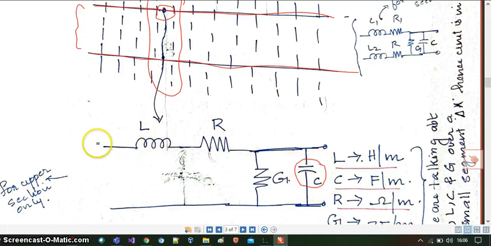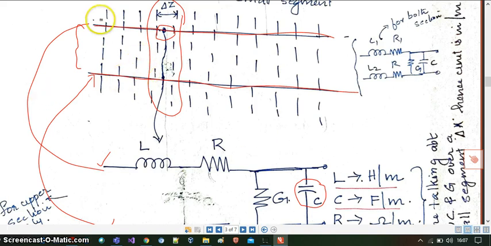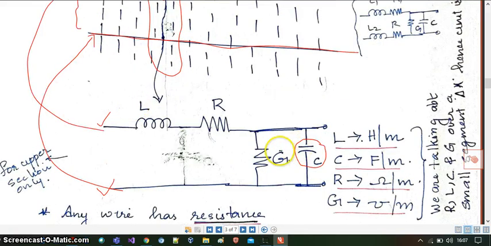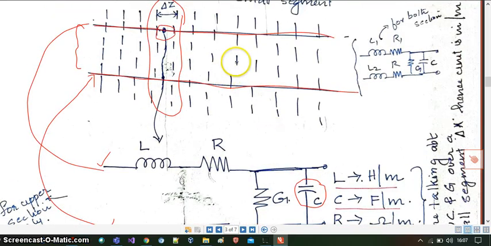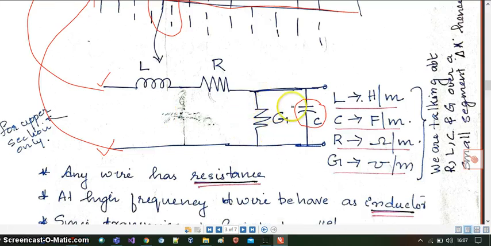This is the upper arm and this is the lower arm. This line corresponds to this wire, and this one corresponds to this wire. So the two wires are separated by a dielectric medium. That means these two wires have a capacitive behavior, which is drawn here. Now at high frequency, there are chances of charge leakage between these two wires. So there will be a conductance between these two wires, which is represented as G.